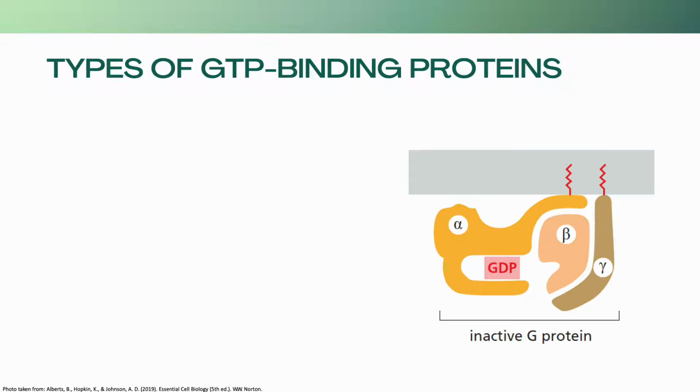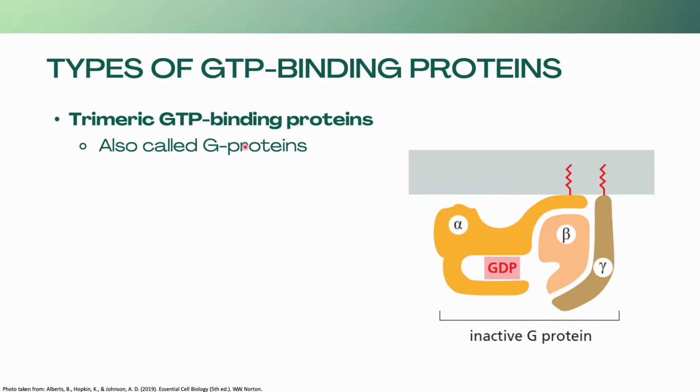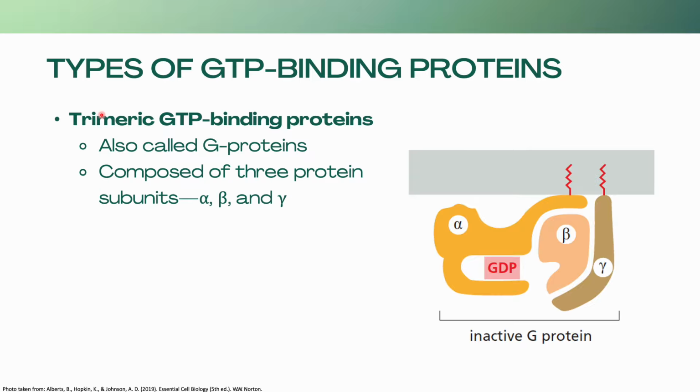The next type of GTP binding proteins are called trimeric GTP binding proteins. This can be also known by its other name, G proteins. As the name suggests, it is trimeric. That means it is composed of 3 protein subunits: the alpha, beta, and the gamma subunits. In this figure, we can see the attachment point of the G protein to the cell membrane. Here we can see that the alpha subunit is attached to the cell membrane, as well as the gamma subunit. Meanwhile, the beta subunit is attached to the gamma subunit.